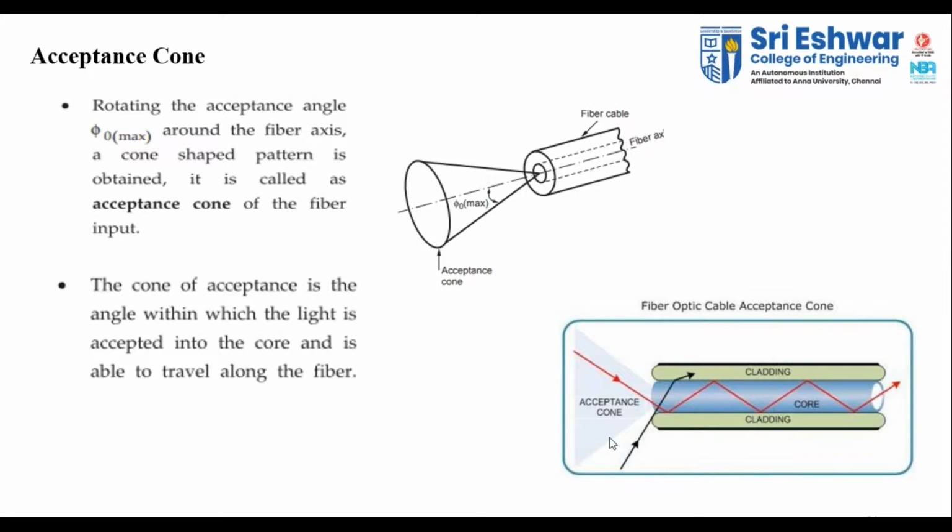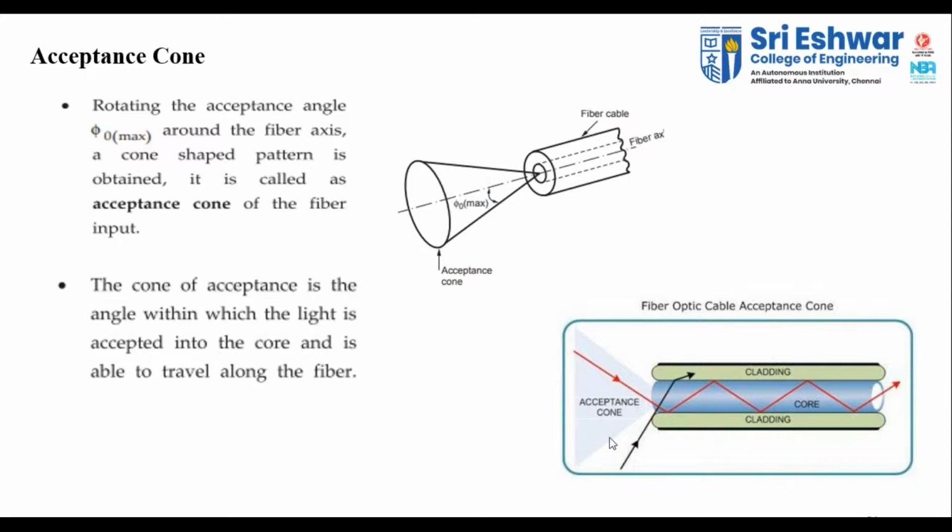It is considered as your acceptance cone. Okay, so this pattern is considered as an acceptance cone of the fiber input. So the cone of acceptance is the angle within which the light is accepted into the core and is able to travel along the fiber.